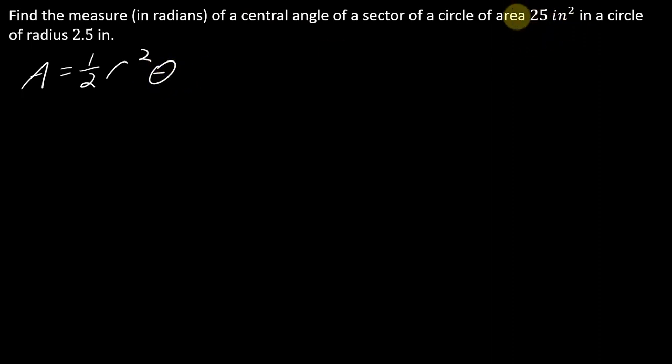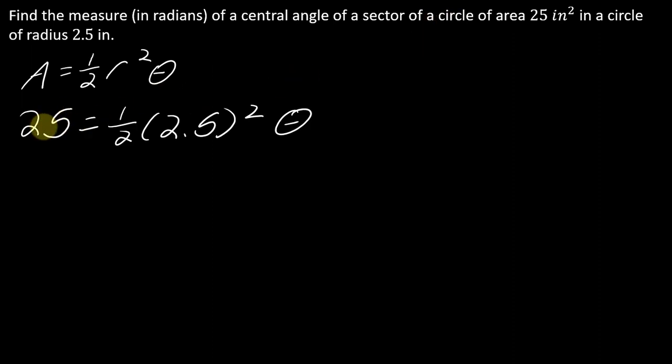We've been given the area and we've been given the radius, so we can plug those in to solve for theta. Again, if you feel like you're understanding this, maybe just pause here, see if you can do this, and then we can meet up. Otherwise, I've got 25 as my area. My radius is 2.5, and now what I need to do is just solve for this. I divide by 0.5 times 2.5 squared, so 25 divided by these two parts, and I get that theta comes out to 8 radians.